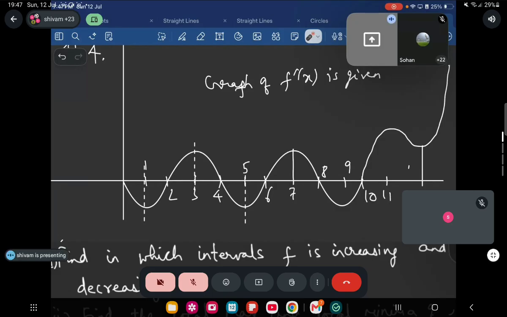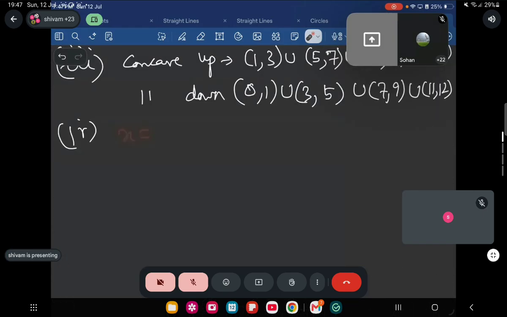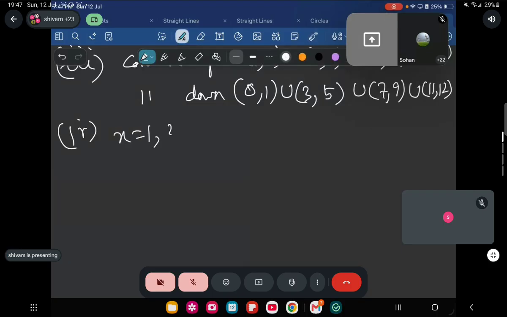Concavity changes, right? So x equal to 1, 3, 5, 7, 9, 11 and 12. Tell me, are you getting yes or no? Anyone having any doubt, you can ask me. Those who are online, is it clear?